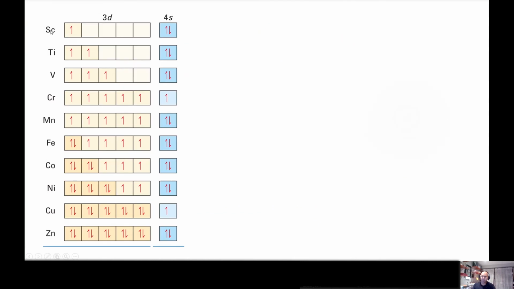When we get to the transition metals, the 4s is filled, and we start adding electrons one at a time. And because the d orbitals are degenerate, they're all the same energy, we add them across one at a time. So scandium would be 3d1, 4s2, titanium, 3d2, 4s2, vanadium, no. But then all of a sudden we get to chromium and this happens. So that sucks. What happened? The rules kind of start to fall apart.